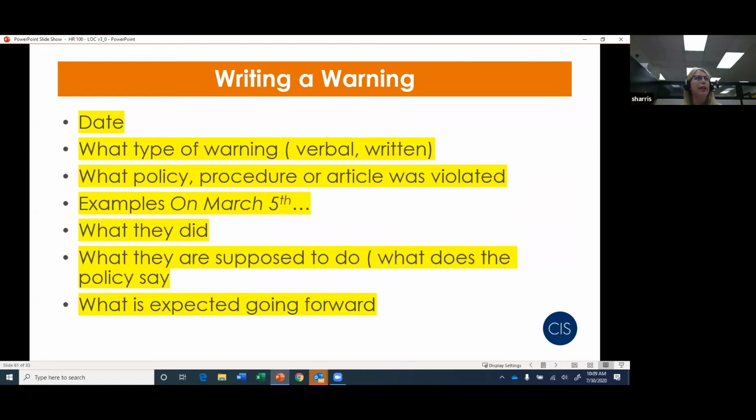Okay, how do we write a warning? Well, first off, you want to put the date on the warning, and then you want to identify what kind of warning this is. Is it a verbal warning? Is it a written warning? We start our warning by identifying what policy, procedure, or collective bargaining agreement article has been violated, okay? This gives us some meat to our warning. All right, so you might say that Article 2 of the collective bargaining agreement on attendance was violated.